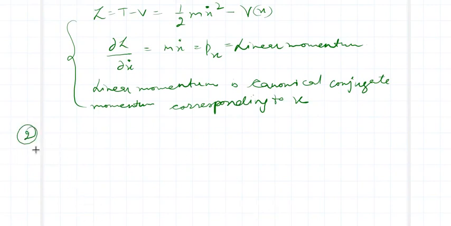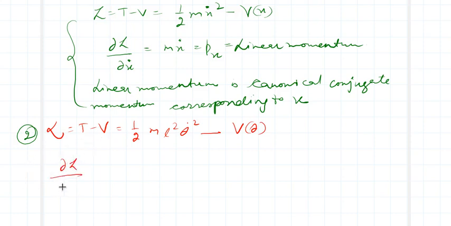So now let us take another example. Let me represent L equal to T minus V, and T is half m l square theta dot square. It's rotational motion, and the potential also depends upon theta. Now if I take the partial derivative of L with respect to theta dot, its derivative comes out to be m l square theta dot, and it is nothing but the angular momentum.